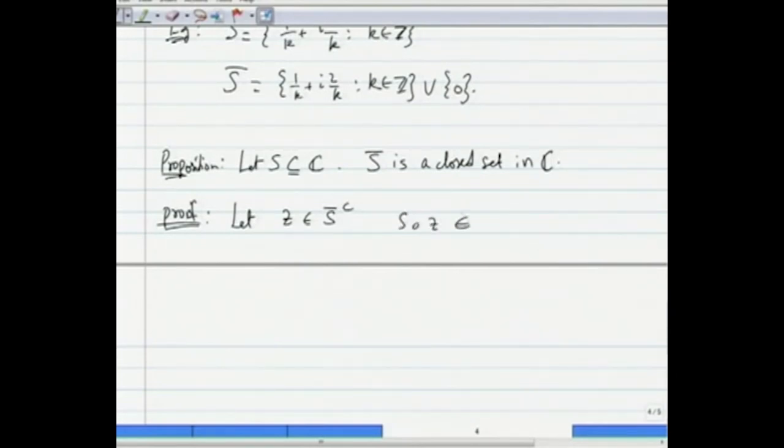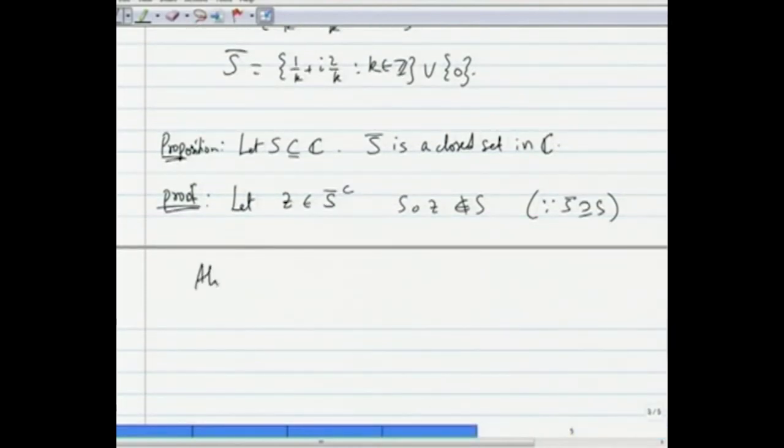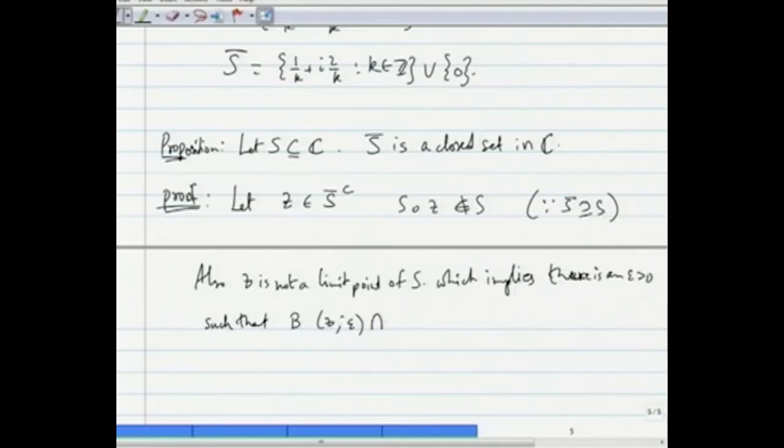So Z cannot belong to S because S closure contains S. So, in particular, Z cannot belong to S. Also, Z is not a limit point of S because limit points are also contained in S closure. Which implies there is an epsilon positive such that B(Z, epsilon) intersection S is empty.